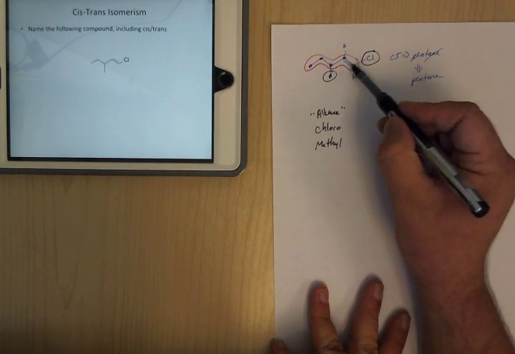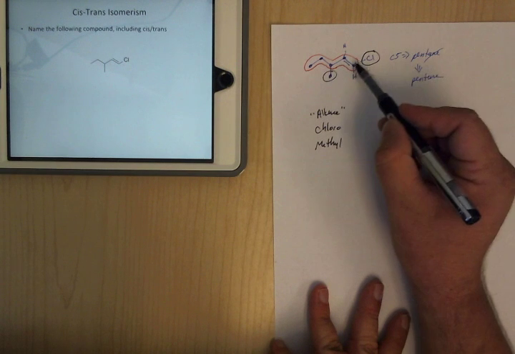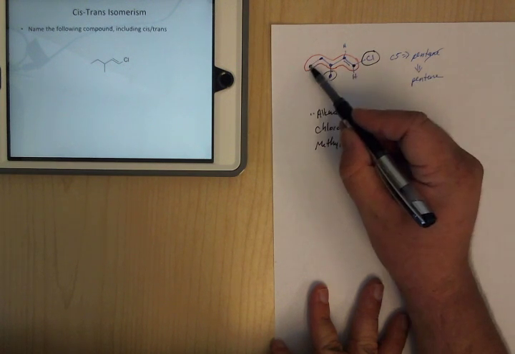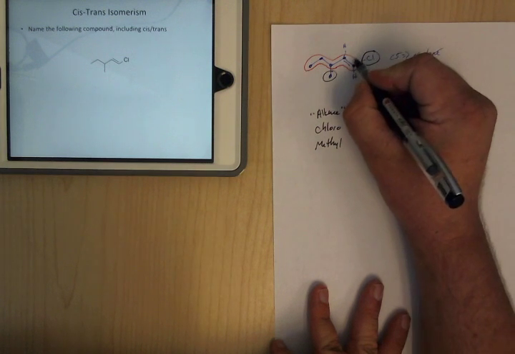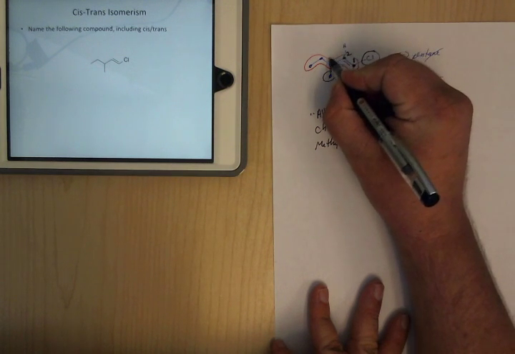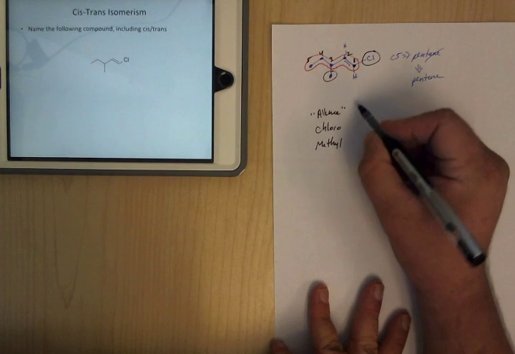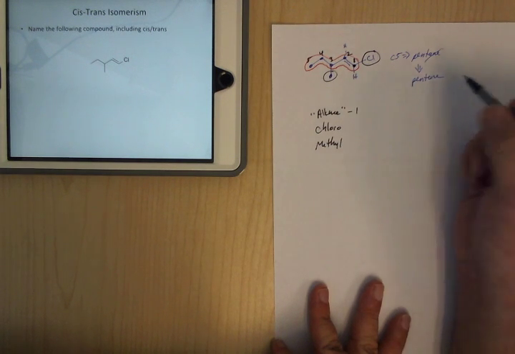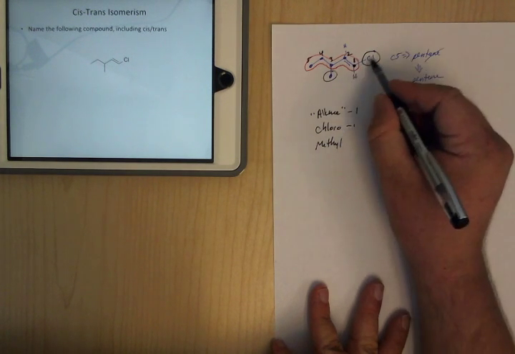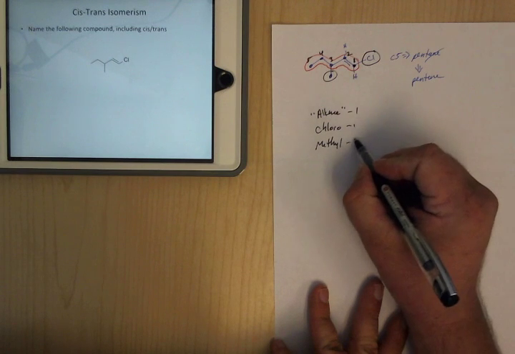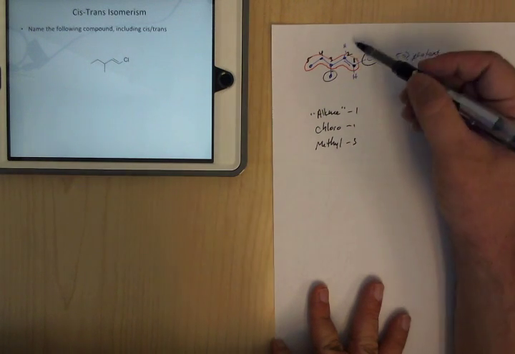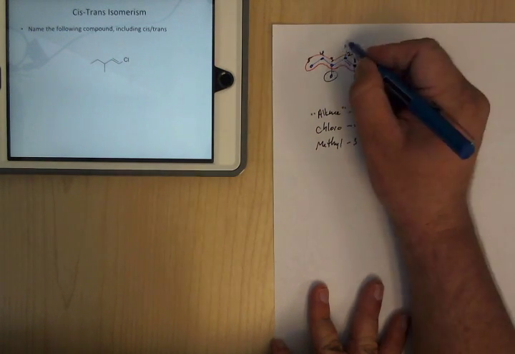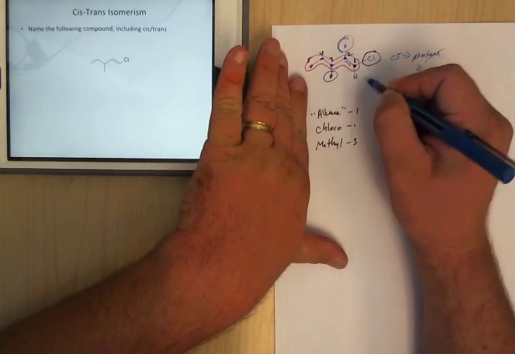Okay, but this side, the right end, is closer than the left end to this double bond, so the numbering has to start here: 1, 2, 3, 4, 5. So the alkene starts at carbon 1, along with the chloro. Chloro's there too. And then the methyl.